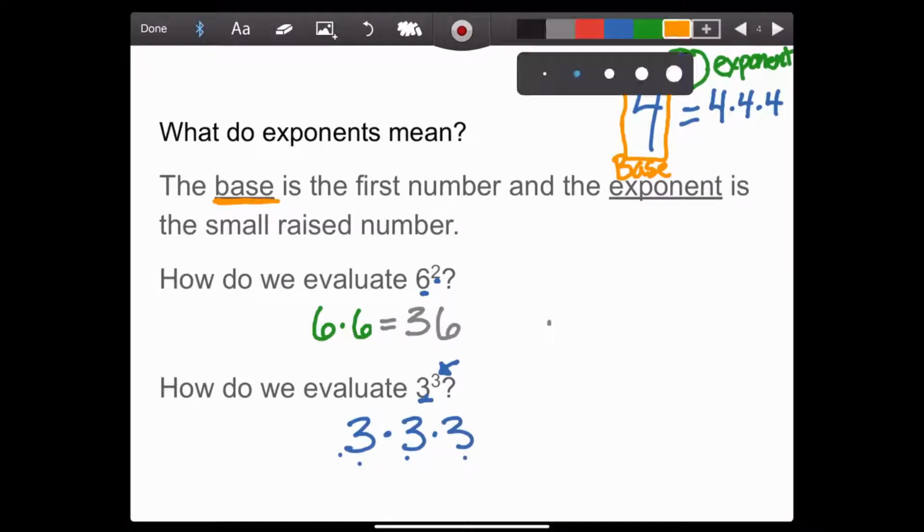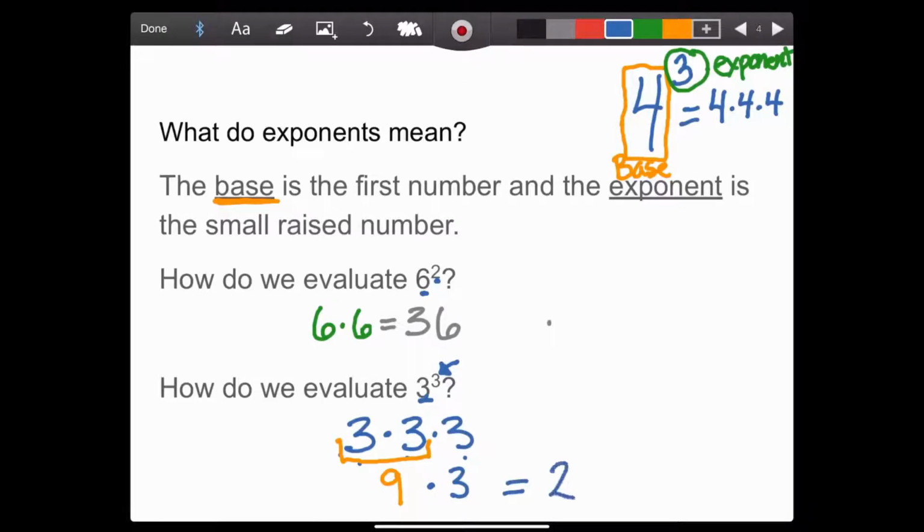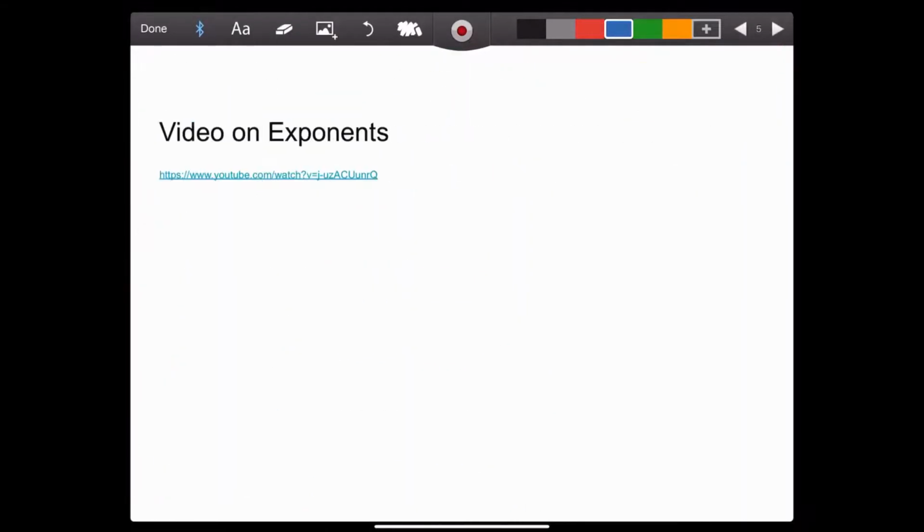Okay. Well, what's this 3 times 3? Well, that's 9. And then we need to bring down the times 3. So 9 times 3 is 27. So that means 3 cubed equals 27. And 6 squared equals 36. So here's a video on exponents if you'd like to watch.